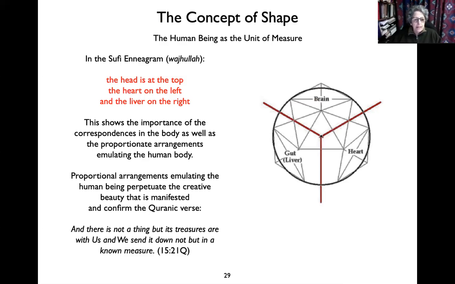I think, Brother Ahmad, you said it yesterday in Arabic. And there is not a thing but its treasures. Yes, the numbers, but its numbers are known. So this is why, when we think of numbers, God is telling us that he sent everything down and its number is known. So the whole concept of numbers, as we're going to see in the next slide, is very important within the Islamic tradition, within our understanding of the creation.